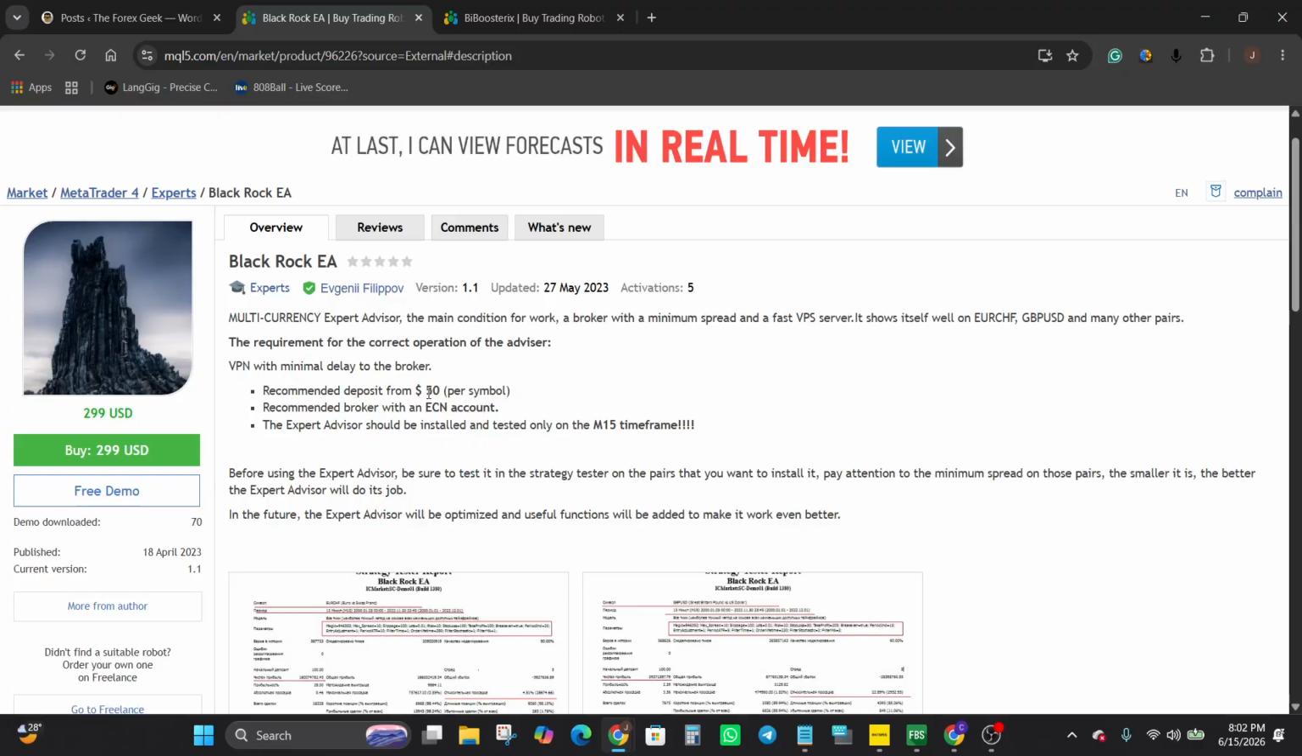The developer also clearly states that the EA should be installed and tested only on the M15 time frame, making time frame selection a critical part of the setup process. Now, when looking at the available information, there aren't many technical details provided regarding the actual entry or exit methodology. The marketplace description focuses more on operational requirements and trading conditions rather than the specific logic behind trade execution.